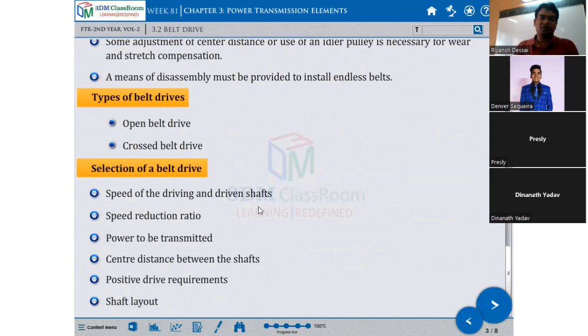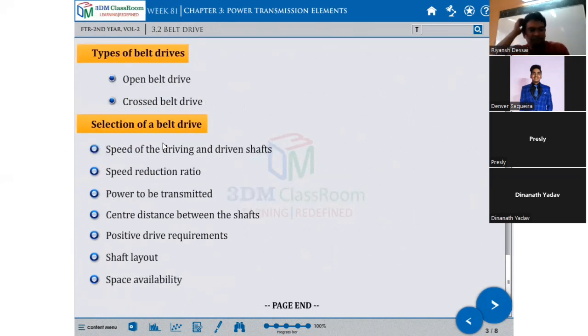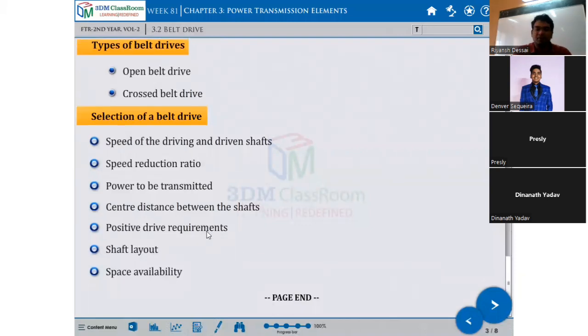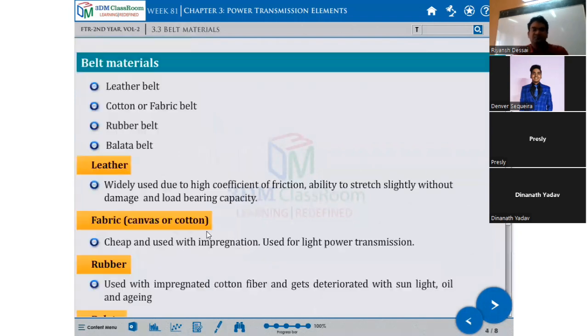The selection points are: speed of the driving and driven shaft, speed ratio or reduction ratio, how much speed is reduced, power to be transmitted, center distance between the shafts, positive drive requirement, and shaft layout. How much space is available is also to be considered.